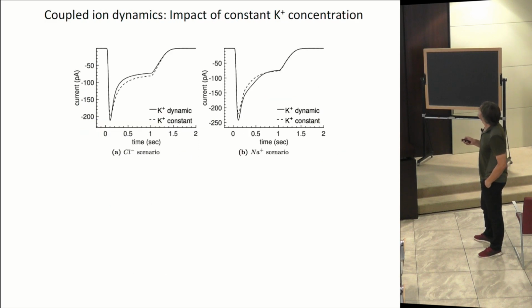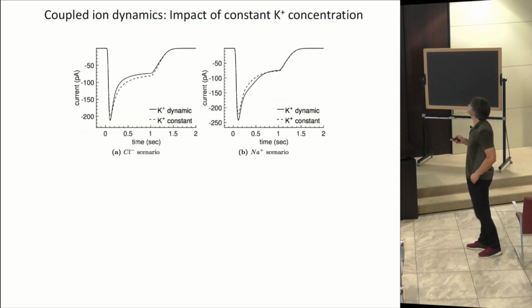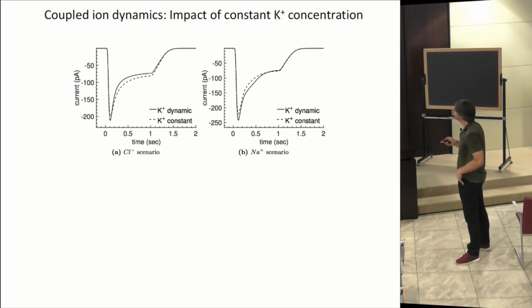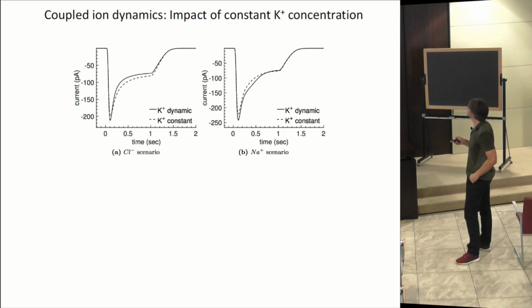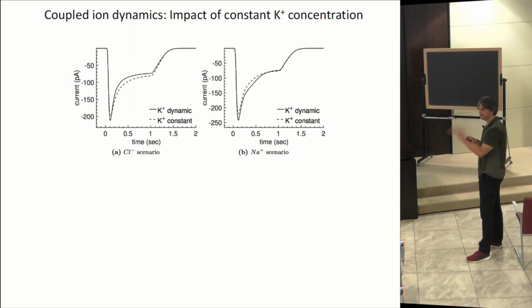And you can also show, for example, in a simulation, what the impact of the potassium concentration is. Assume that you keep the potassium concentration constant. You can easily keep it constant by assuming that the diffusion is 0. So you can see here, this is one simulation with potassium dynamic, and the other one, the dashed line, with potassium kept constant. You can see again, if you just look at the current, it doesn't really make a big difference.